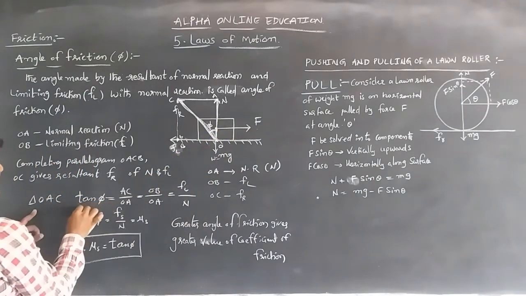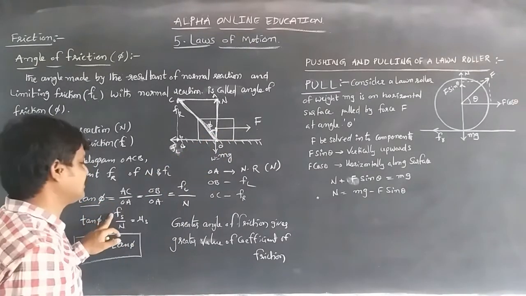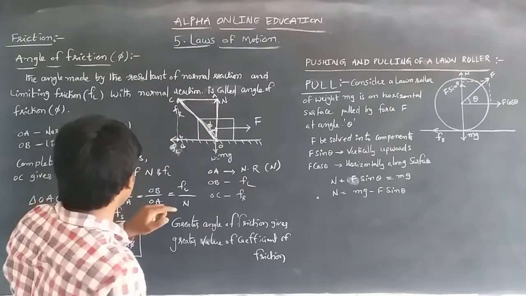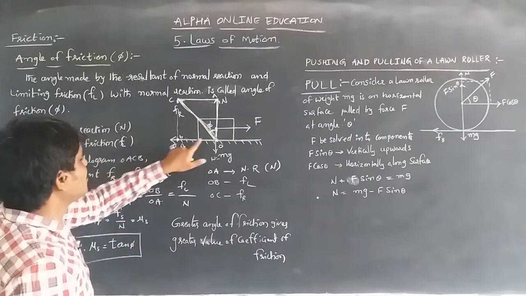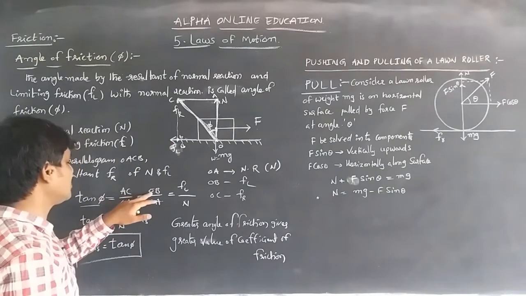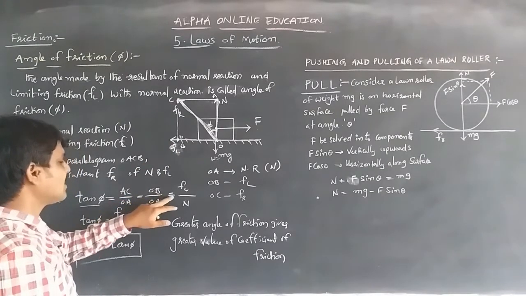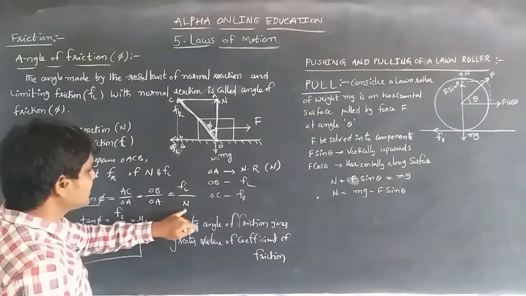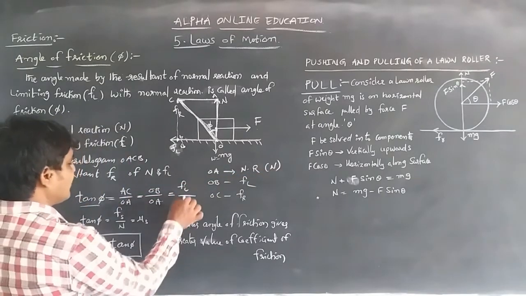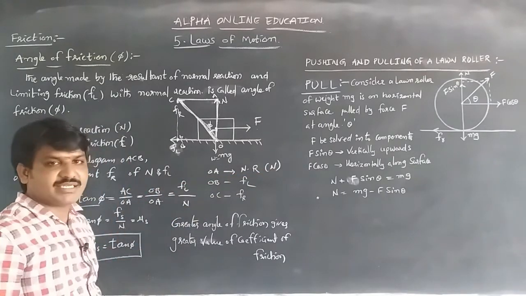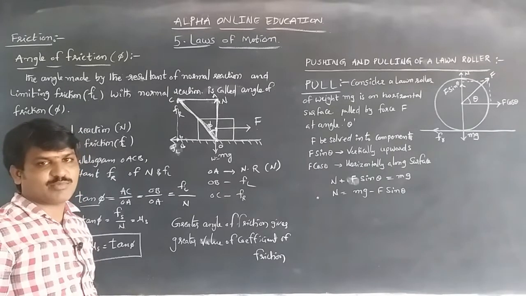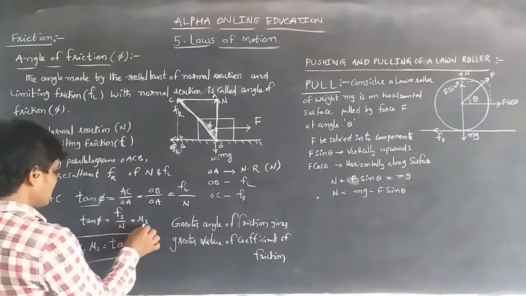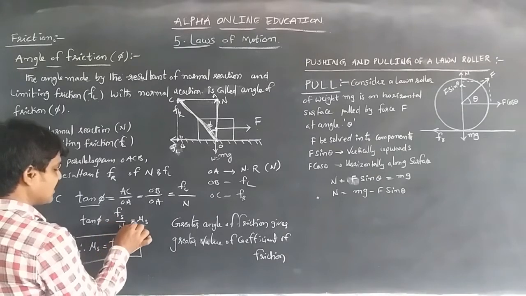This will be the opposite and this will be the adjacent. So AC by OA. AC is parallel to OB, so AC by OA is equal to OB by OA, where OB is the limiting friction and OA is the normal reaction. So FL by N. We know that the ratio of static friction to the normal reaction is called the coefficient of static friction, mu s. So tan phi is equal to Fs by N, that is equal to mu s.